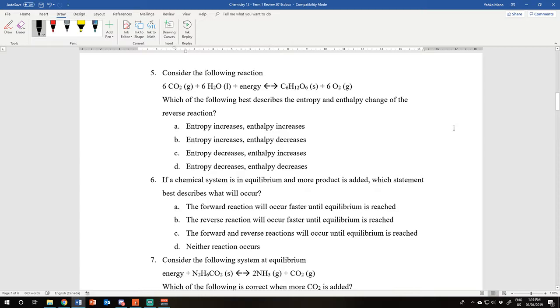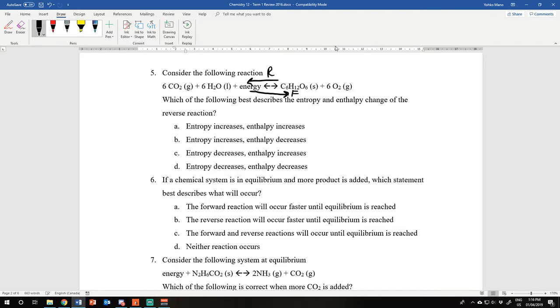Next question. Okay, so consider the following reaction. We have carbon dioxide, water producing, this is a reverse combustion reaction. Okay, which of the following best describes entropy and enthalpy change of the reverse reaction? So this one you have to remember what reverse and forward reactions are. So reverse reaction goes this way, forward reaction goes that way. Okay, so even though this is a reverse combustion reaction, the way it's written defines what your reverse and forward reactions are going to be.